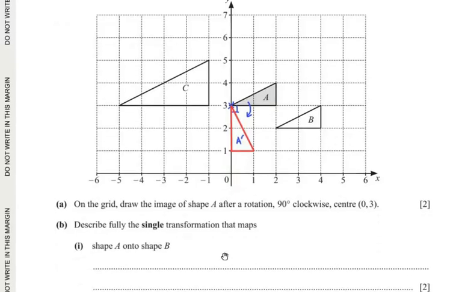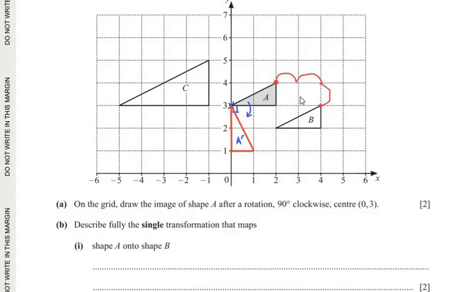Now the next question is, describe fully the single transformation that maps shape A onto shape B. So let us consider one point from shape A and the same corresponding point on shape B. Now this is definitely going to be a translation because we can see a shift. So this point has shifted by 2 units towards the right and it has shifted 1 unit down.